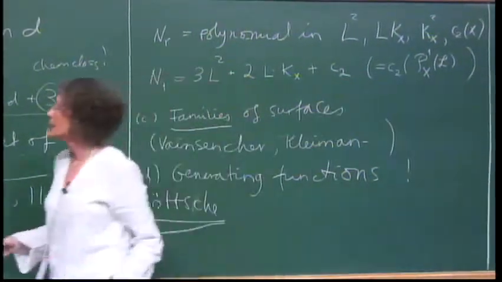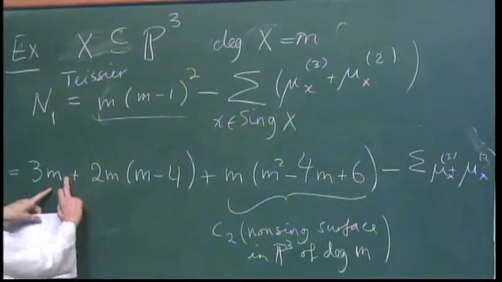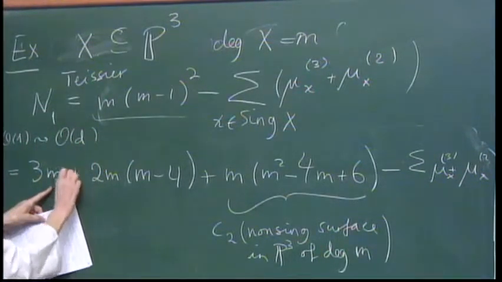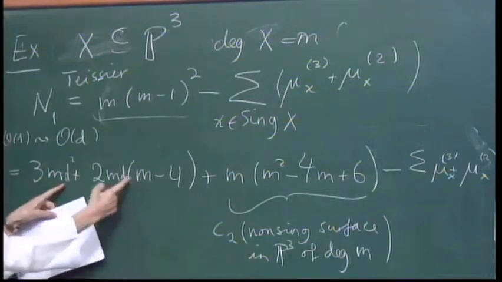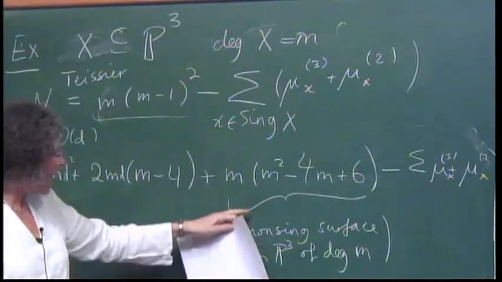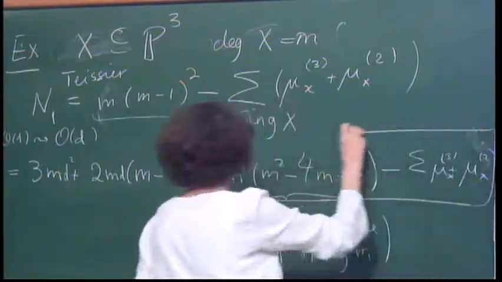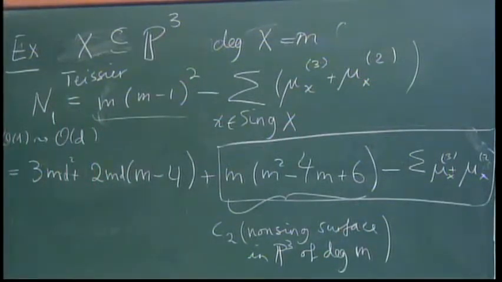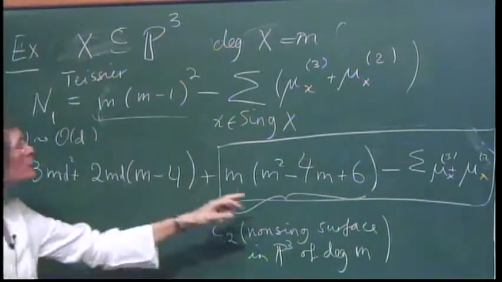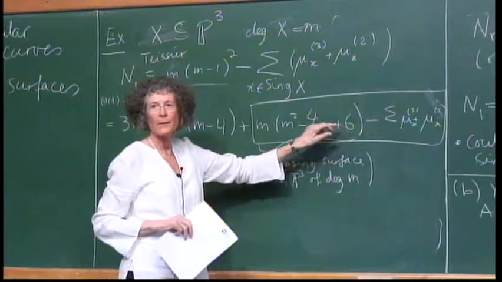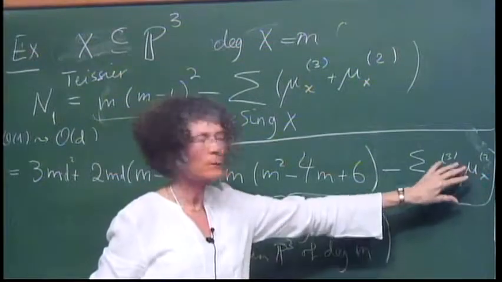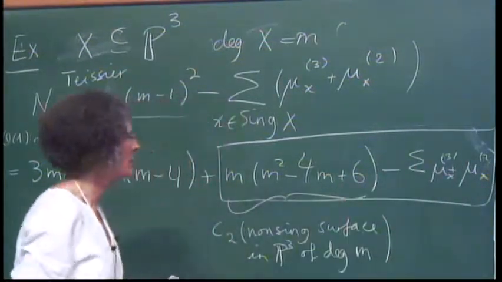Here you see that if you replace O(1) by O(D), this is going to give you D squared and D in here. But this, of course, will remain unchanged because it doesn't depend on the linear system. So my point is that if you want a formula in the singular case, you have to correct the second Chern class in order to get a valid formula. So we correct with these Milnor numbers at the singular points.